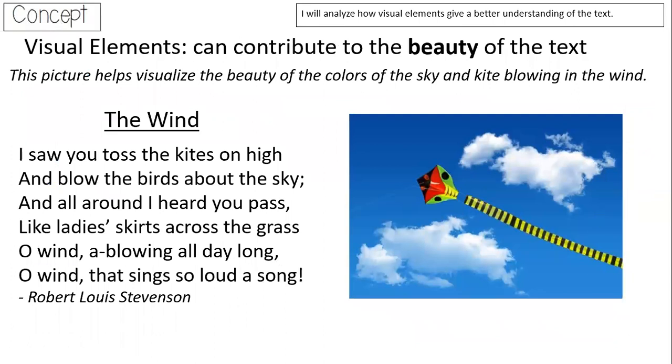Visual elements can contribute to the beauty of the text. This picture helps visualize the beauty of the colors of the sky and the kite blowing in the wind. So this poem is called The Wind. I saw you toss the kites on high and blow the birds about the sky. And all around I heard you pass like lady skirts across the grass. O wind, it blowing all day long. O wind that sings so loud a song. And once again, you can look at this picture and it can help you see the beauty of the colors in the sky and the kite blowing in the wind.